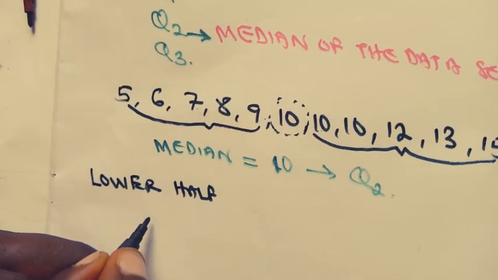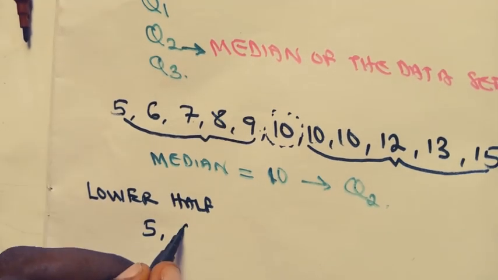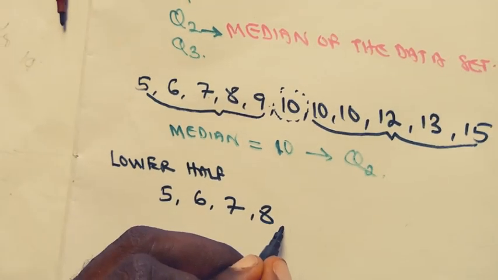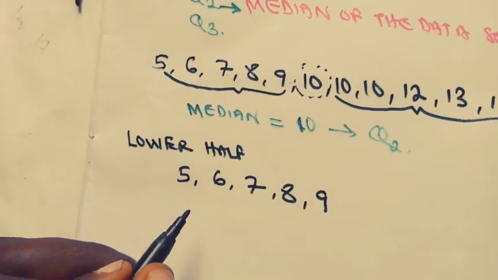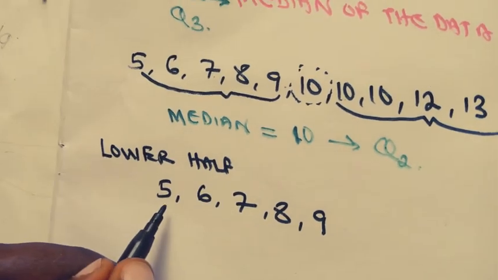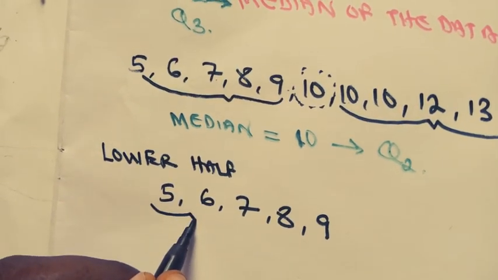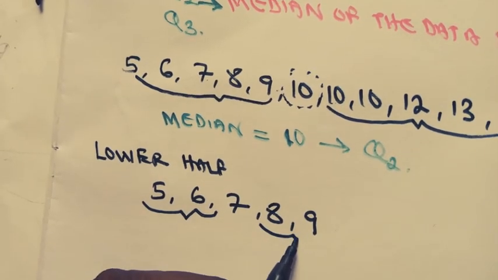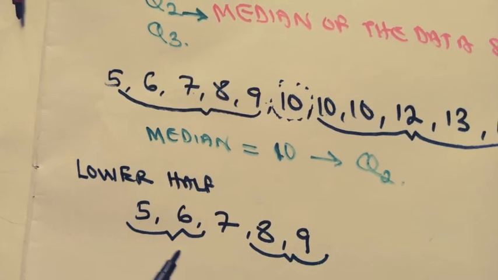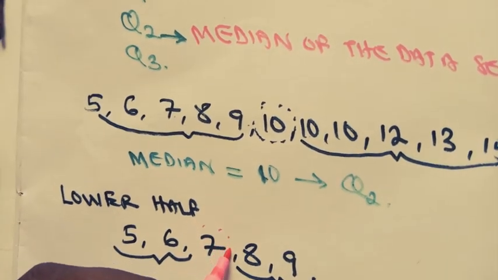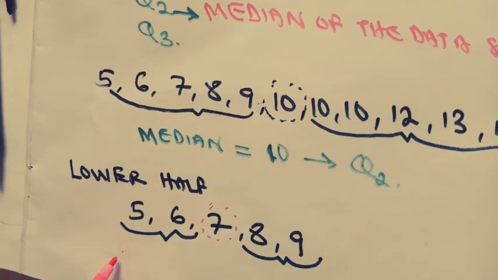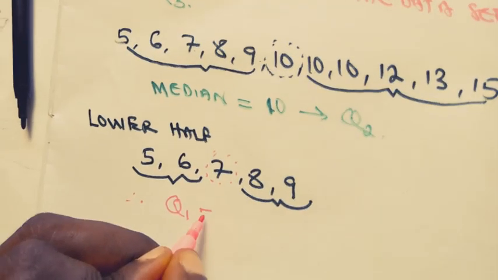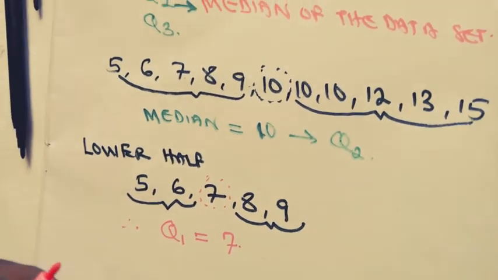For Q1, we look at the lower half. In the lower half we have 5, 6, 7, 8, and 9. To find the median of this lower half group, we have 2 numbers in the lower half and 2 numbers in the upper half, and in the middle we have 7. Therefore, our Q1, the first quartile, is equal to 7.